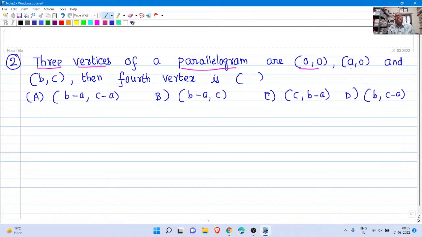Here 0, 0, a, 0 and b, c. So 0, 0 and a, 0: a, 0 lies on the x-axis. Understood now? So now the fourth vertex we need to find out. Let me explain this one using the super shortcut. Don't worry. First let me explain the concept, then I go for the problem.